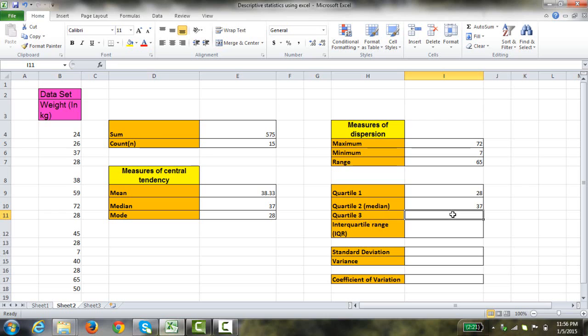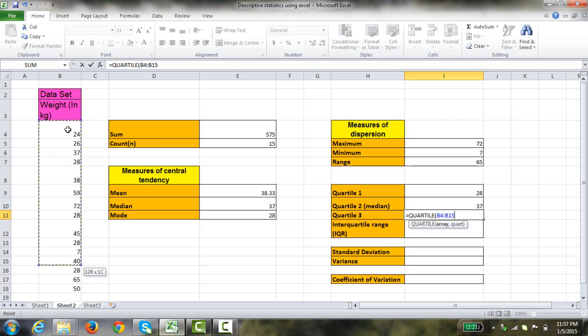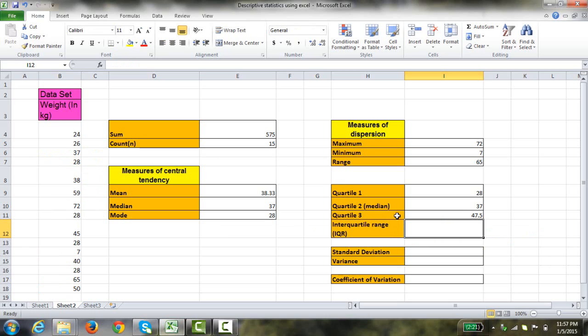Similarly, we can calculate quartile 3 as equal to the QUARTILE function. Then we highlight all the sample observations, comma 3. In this way, we will get the quartile 3 value as 47.5.